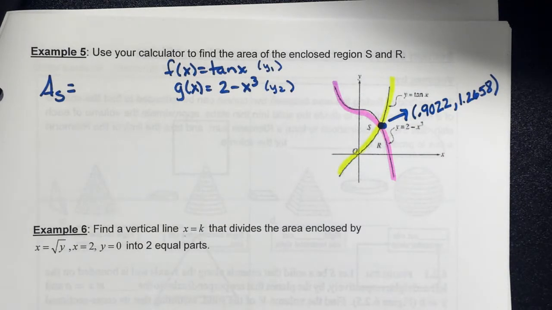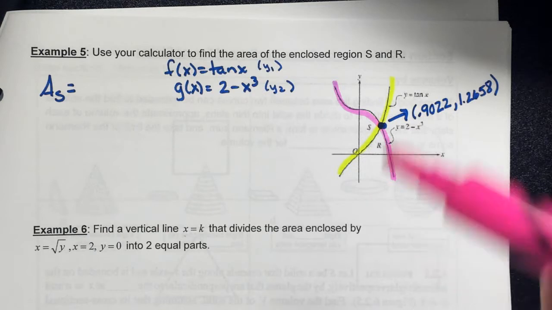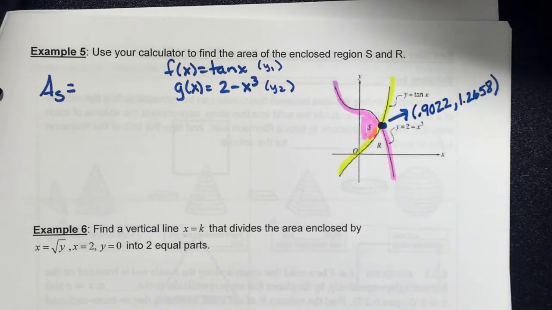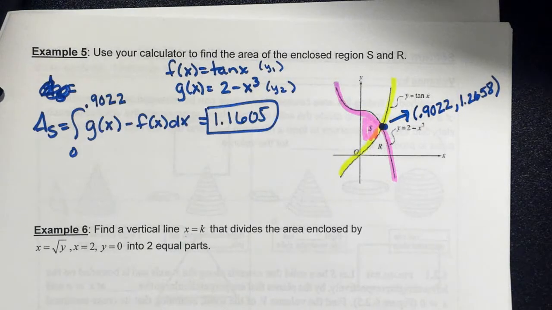Can you do a top minus bottom to calculate the area of region S? Yes, you guys go ahead and do that for me. Go ahead and calculate the area of region S. Did we all come up with 1.1605 as the area there? All right. So any questions on finding the area of region S?